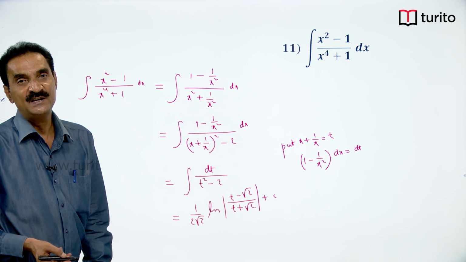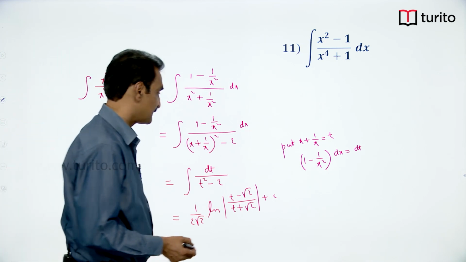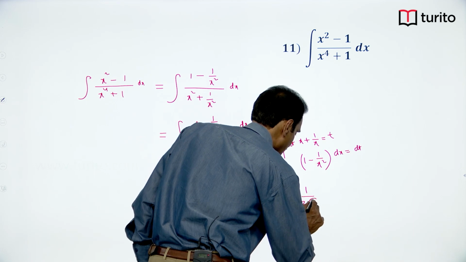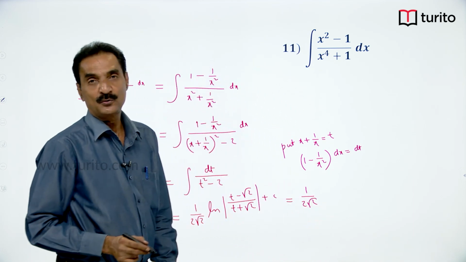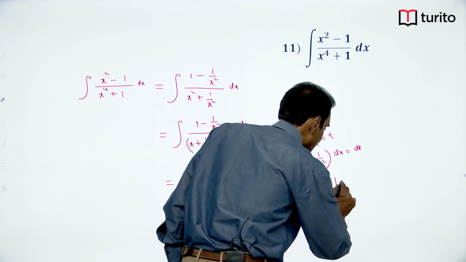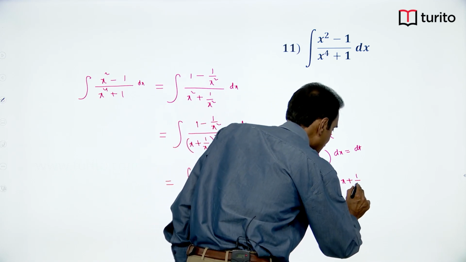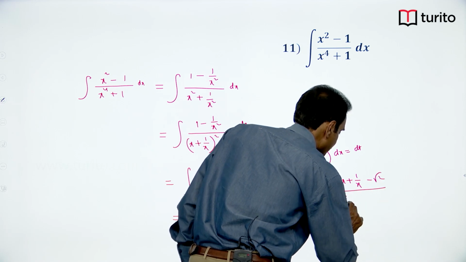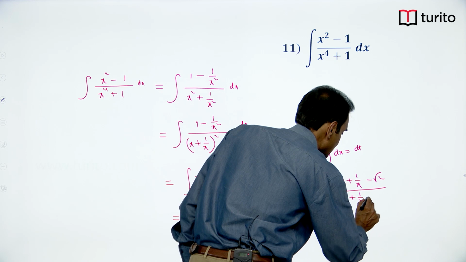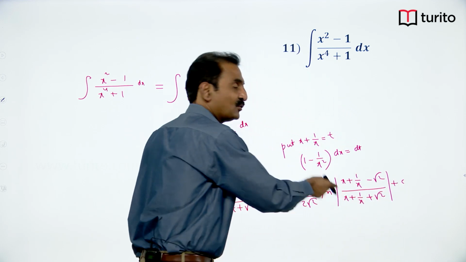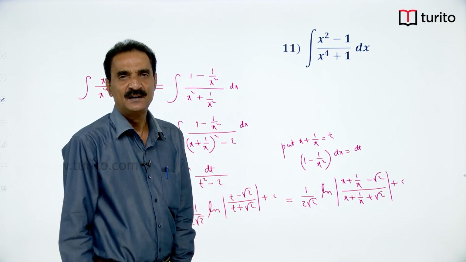Now substitute t is equal to x plus 1 by x. One by 2 root 2 into log mod (x plus 1 by x minus root 2) by (x plus 1 by x plus root 2). Multiply numerator and denominator by x and write the next step.